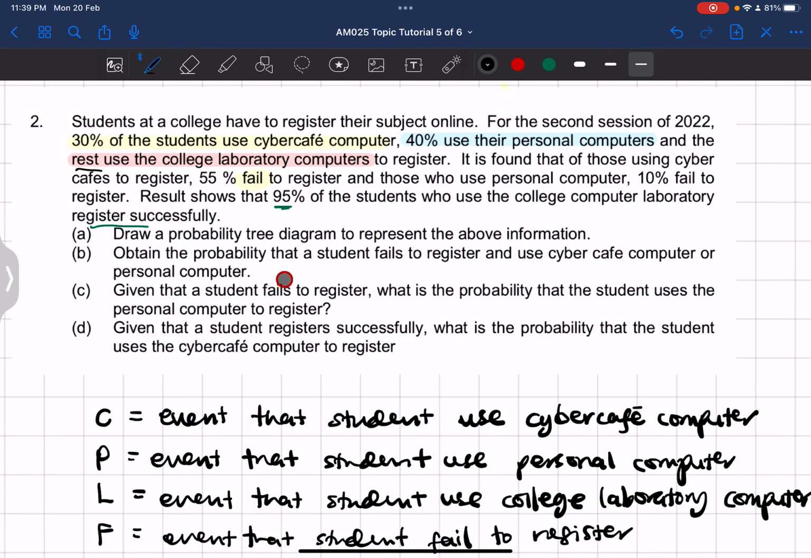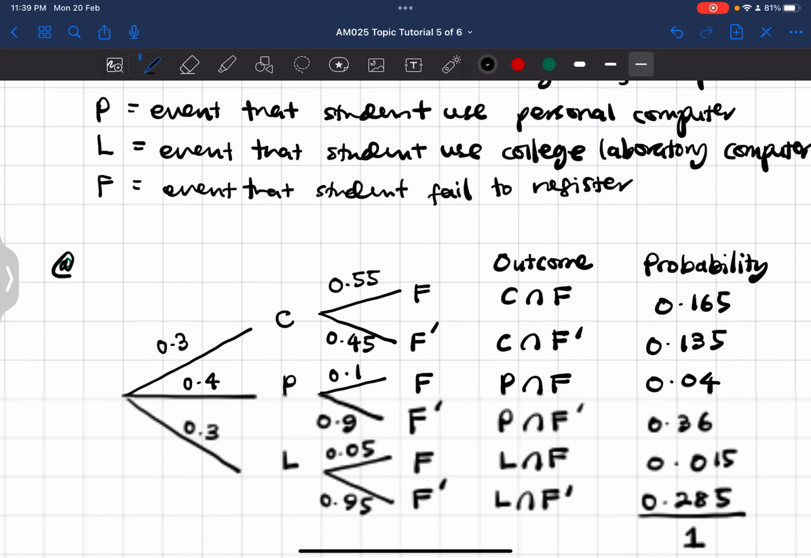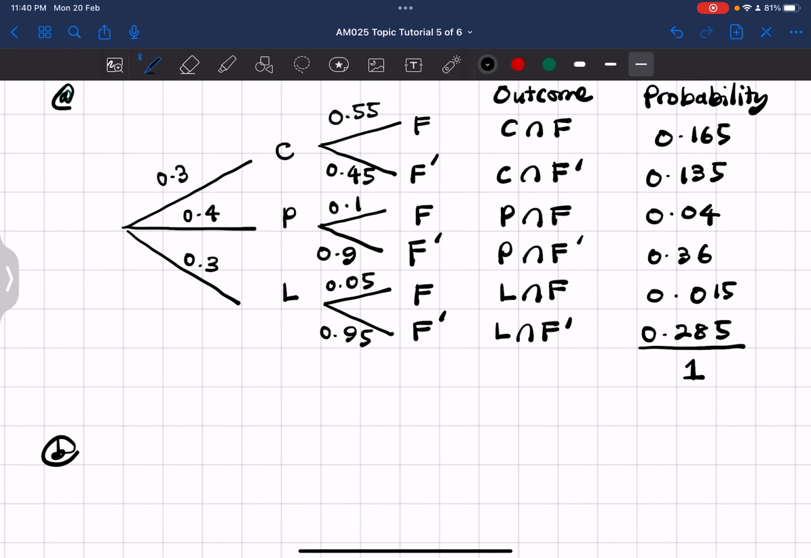Obtain the probability that a student fails to register and uses a cybercafe computer or a personal computer. Okay, so the keywords here: fails to register, use cybercafe or personal computer. So we may write down the probability of using a cybercafe computer but failing to register, plus the probability of using a personal computer but failing to register.